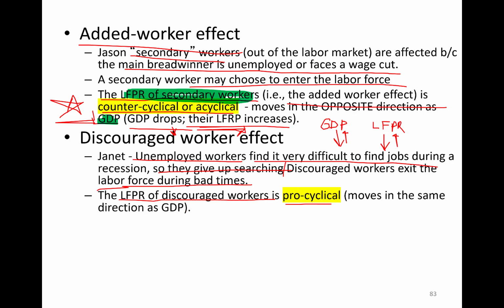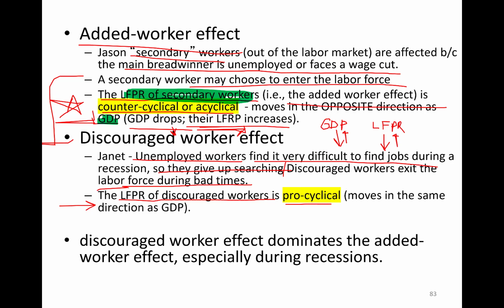So the labor force participation rate of added workers is counter-cyclical, moving in the opposite direction of GDP. The labor force participation rate of discouraged workers is pro-cyclical, moving in the same direction. All right, I repeated that too many times.